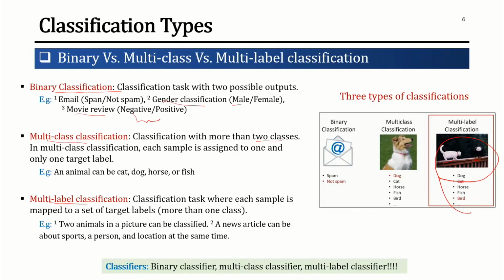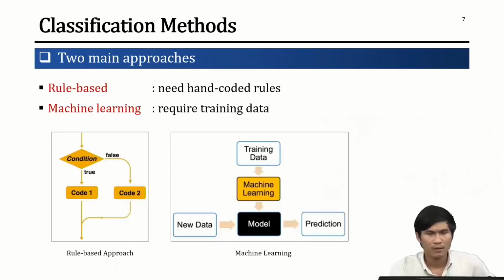And the remark here is that we have these three types of classification. In technical terms, each has its own classifier. We call them binary classifier, multi-class classifier, and multi-label classifier for each of the classification types that we have discussed. And next, we will talk about the two main approaches used in classification methods.